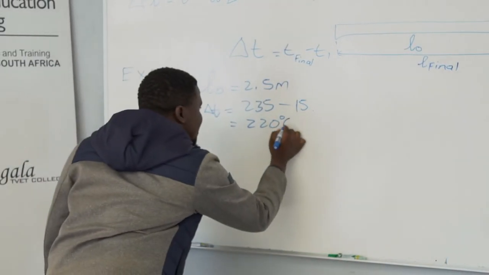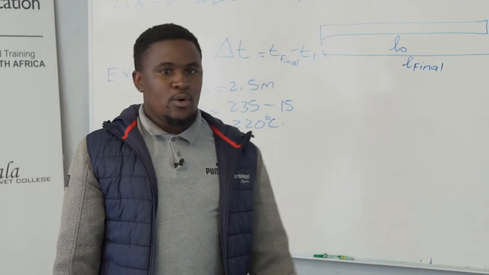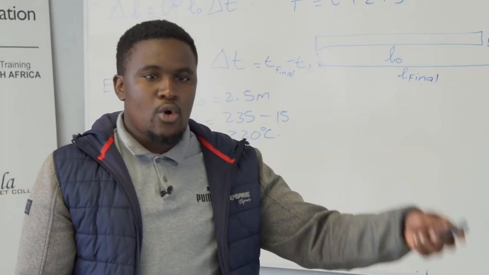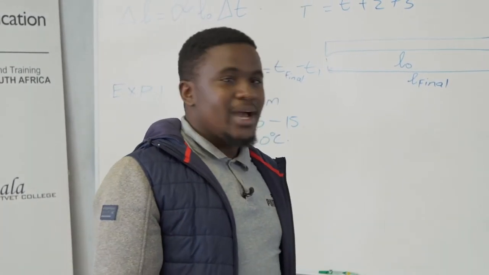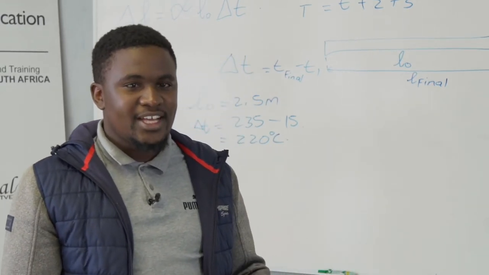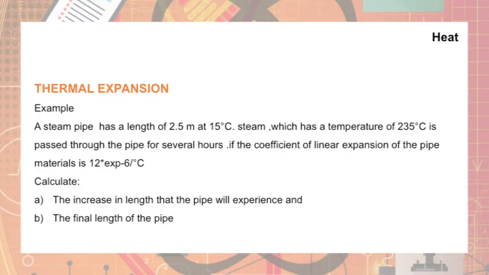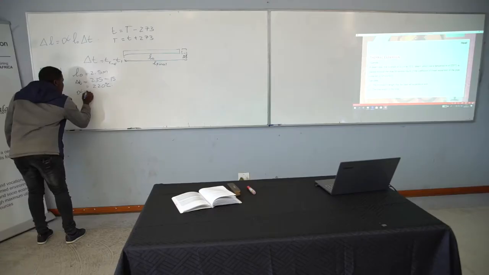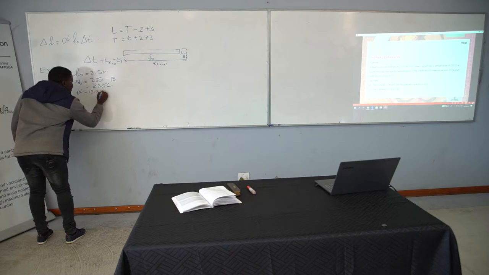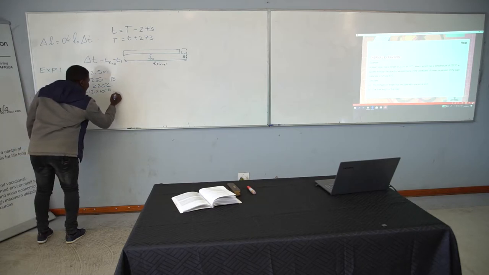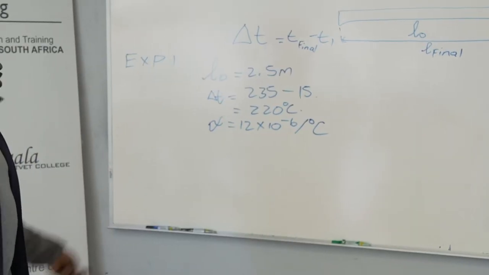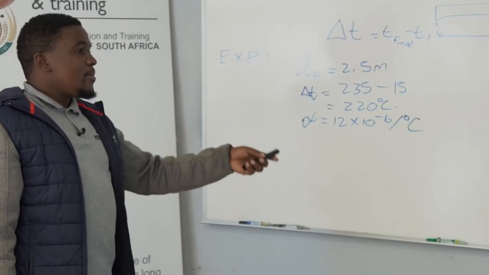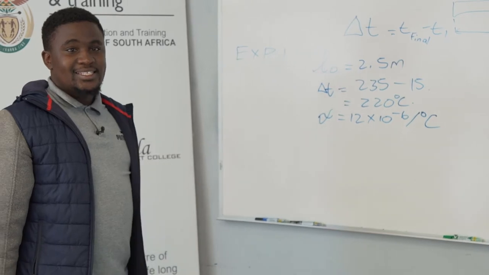Then what do we have? We have our coefficient of linear expansion. What did we say about the coefficient of linear expansion? It's a constant for each and every material. In this case, our coefficient of linear expansion is alpha, which is denoted by 12 × 10⁻⁶. The unit is 12 × 10⁻⁶ per degree Celsius.